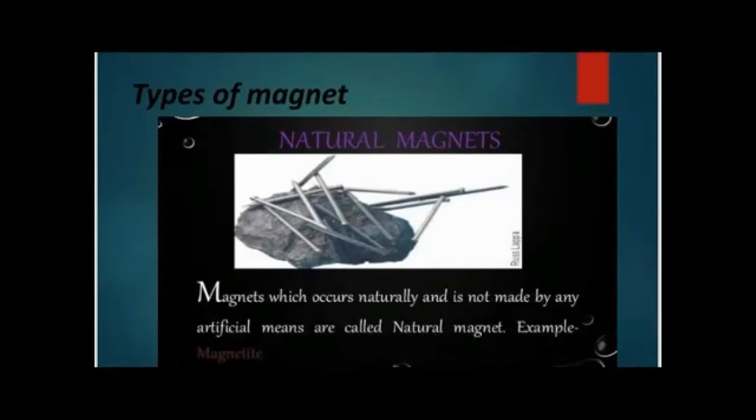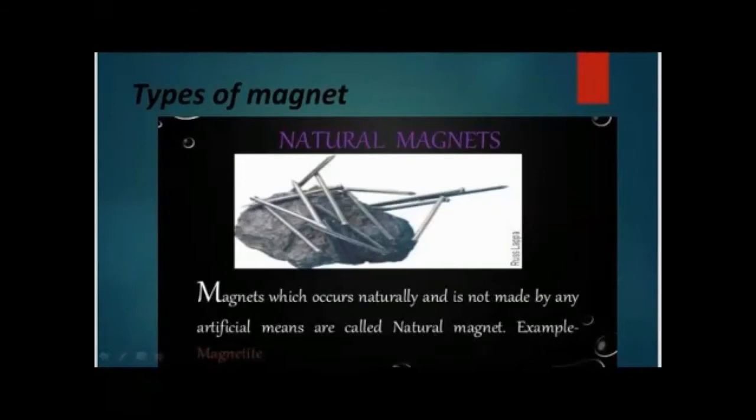Okay students, what are natural magnets? Natural magnets are those magnets which are found naturally. They are not made by humans. They are called natural magnets, and the example of a natural magnet is magnetite.